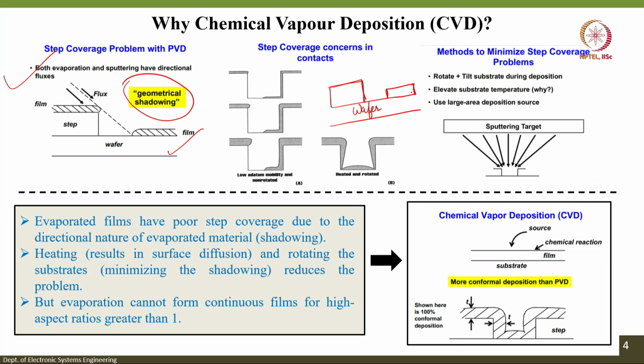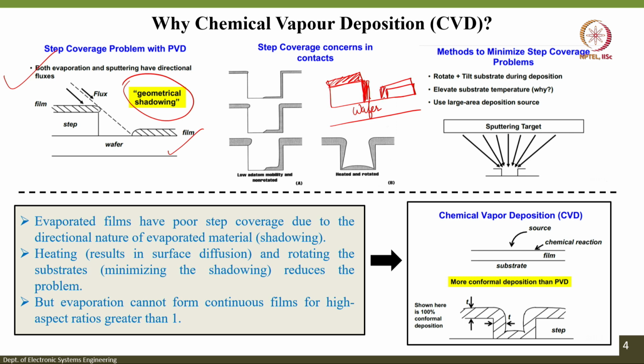In such a case, in both evaporation and sputtering, we have a directional flux of molecules that travels towards the wafer surface, eventually getting deposited on it. But due to this directional flux of atoms, you won't have a uniform coverage of film above the horizontal surface as well as along the side walls. So if this is the horizontal dimension and this is the vertical dimension, this is what is meant by covering of the side walls of a step-like profile.